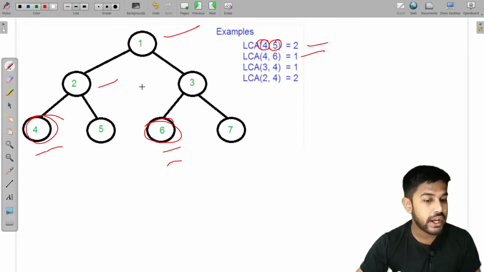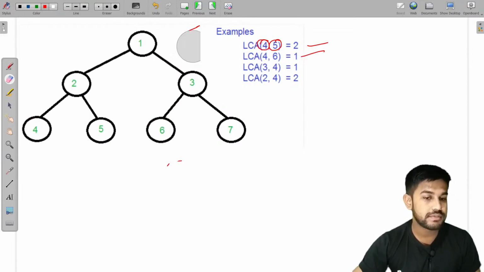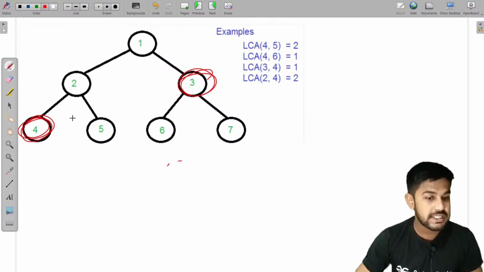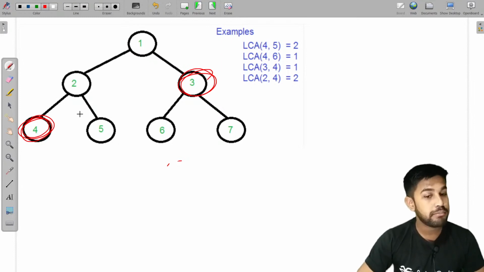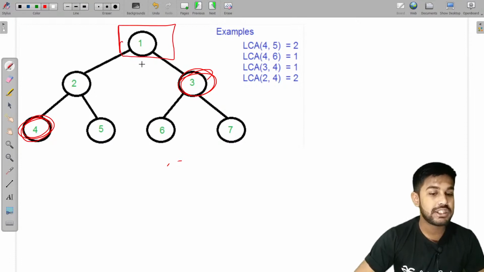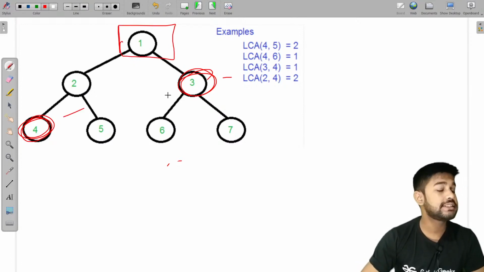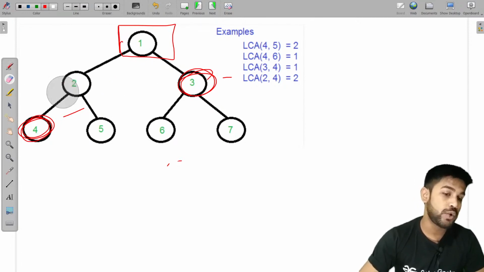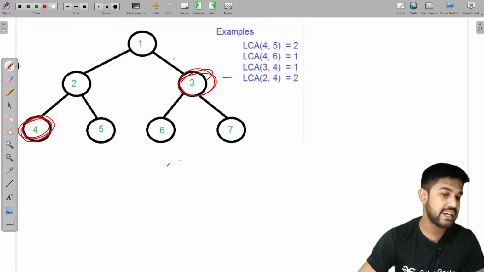Now 3 and 4 again. Let us see where is 3 and 4. 3 is here and 4 is here. Now which ancestor is holding both? We can see that this ancestor is holding both and this is the lowest possible. Why? Because this other ancestor is holding just 4 and 5, so it won't come into account. So that's why this is the case.